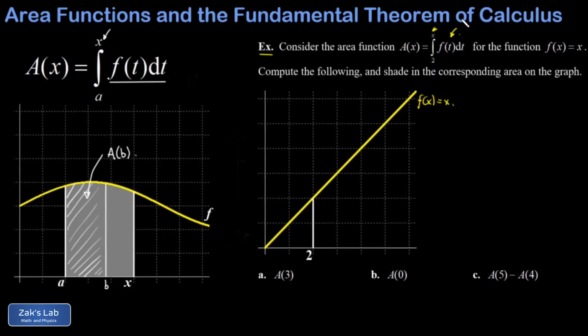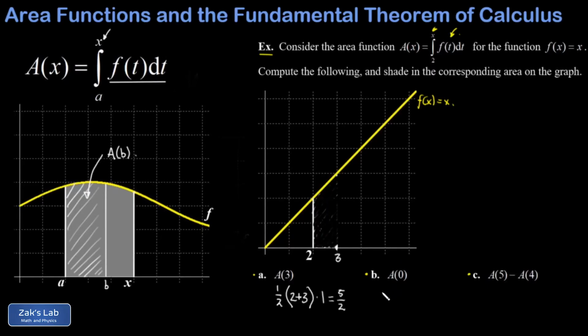And so in this example, we're just trying to get comfortable with area functions, and we're asked to compute the following values: big A of 3, big A of 0, the difference between big A of 5 and 4. And in each case, we want to shade in the corresponding area on the graph. So what about A of 3? When you sub in a 3 for x, that just gives us the integral from 2 to 3 of our function little f. So there's the shaded area represented by A of 3. This happens to be a trapezoid, so we can compute the area in exact form. And to get that done, you take the average of the height on the left-hand side and the right-hand side and multiply by the width. So for this area, I get 5/2.